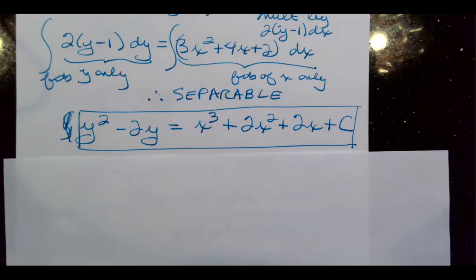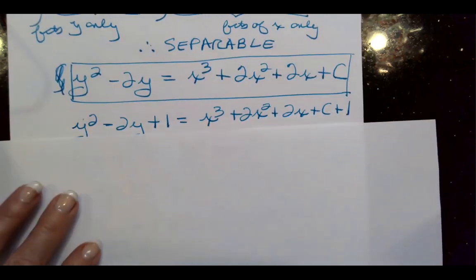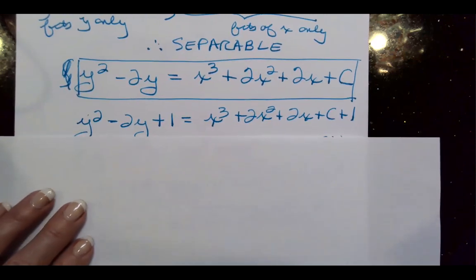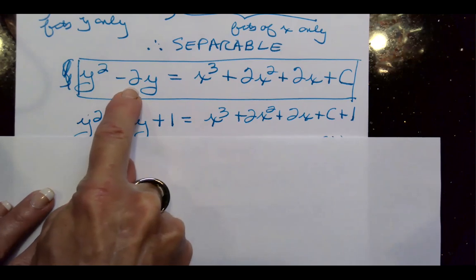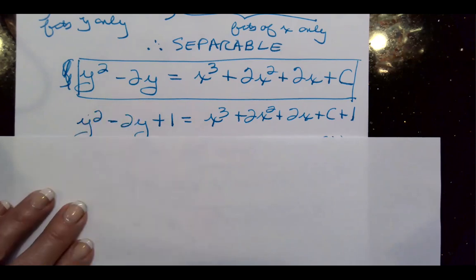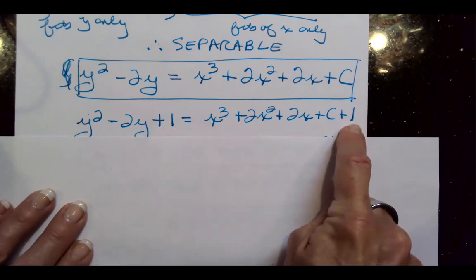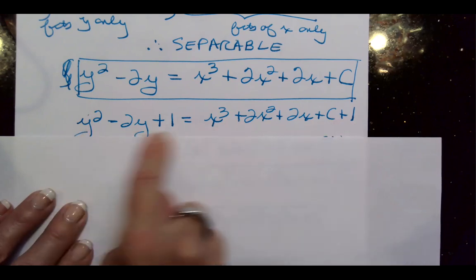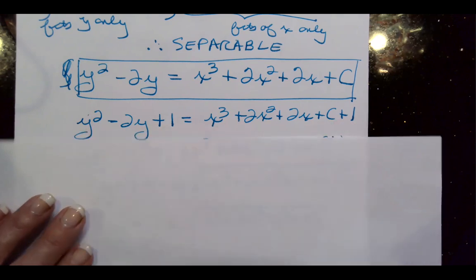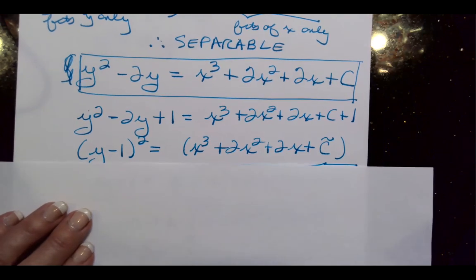Now that's an implicitly defined solution, y in terms of x. In this case, we actually can get an explicit solution, but it takes a little algebra work. How do you do that? Let's complete the square in y. Take half the coefficient of y, that's minus 1. You square it, you get plus 1. Add that to the left and add that to the right. Now the left-hand side is a perfect square, so that's (y minus 1) squared.